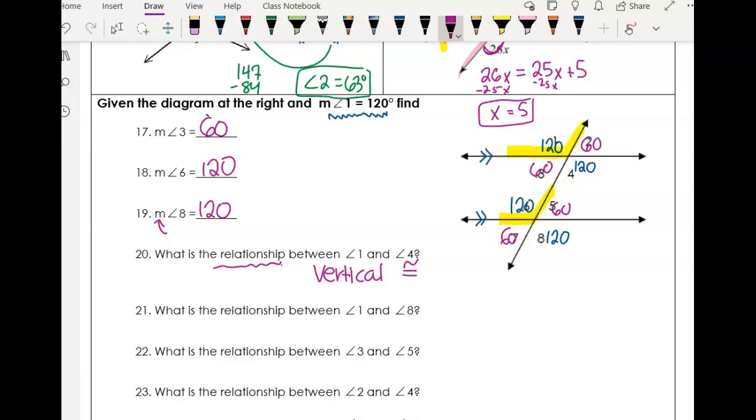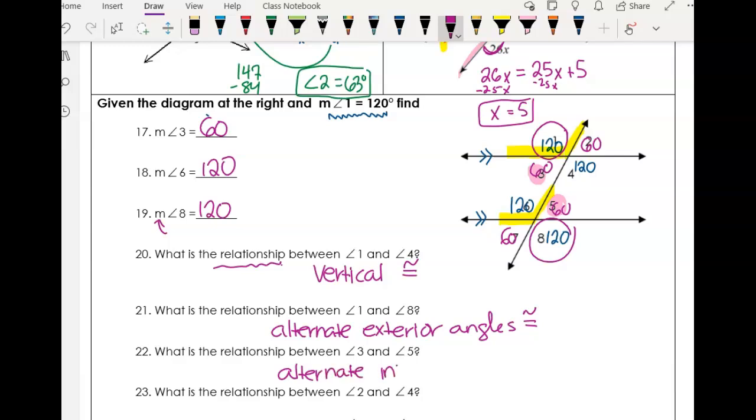All right, angle 1 and 8. Well, here's angle 1, here's angle 8. Notice that they are on alternate sides of the transversal, and they're outside of the parallel lines. So they are alternate exterior angles, because they're outside the parallel lines. And those, we can see, are congruent. All right, angles 3 and 5 right there. Well, they're also on alternate sides, but they are in between the parallel lines. So we have alternate interior angles.